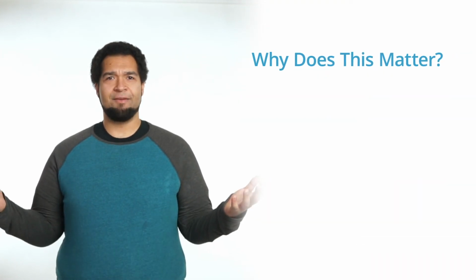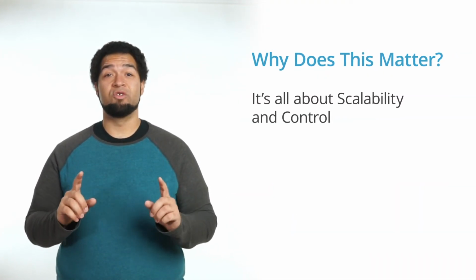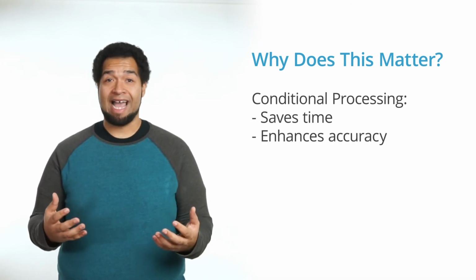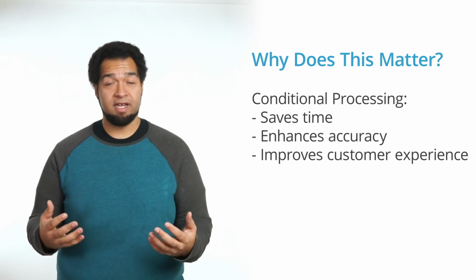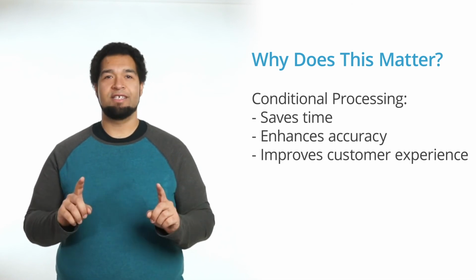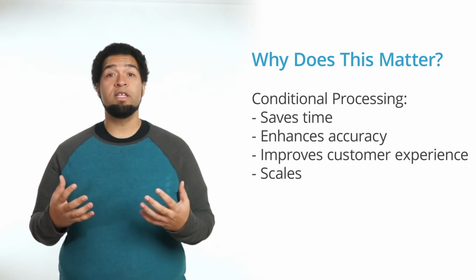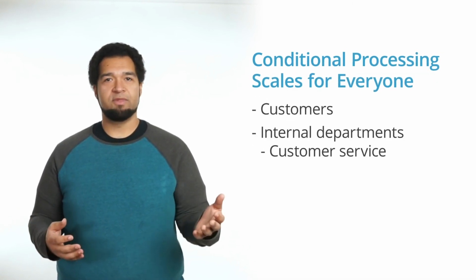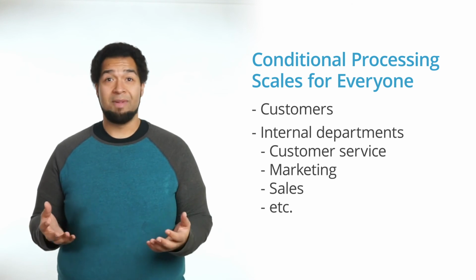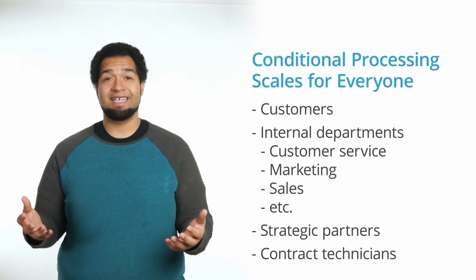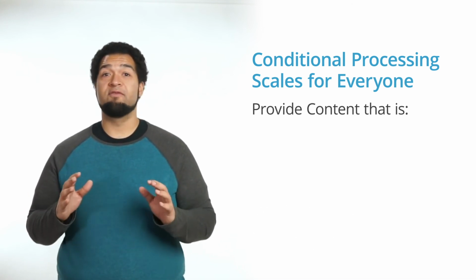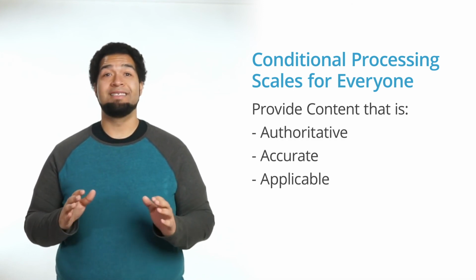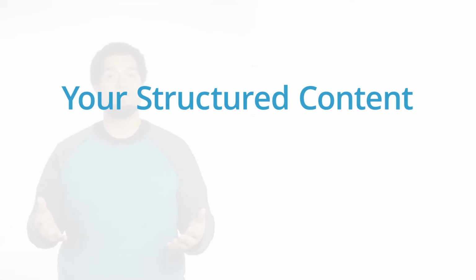But why does this matter? It's all about scalability and control. Conditional processing saves incredible amounts of time. It enhances accuracy, it improves customer experience, and importantly, conditional processing scales. We only looked at content delivery to customers, but what about internal departments like customer service, marketing, or sales? How about strategic partners or contract technicians? With conditional processing from your CCMS, you provide authoritative, accurate, and applicable content every time. Your structured content is ready to deploy.